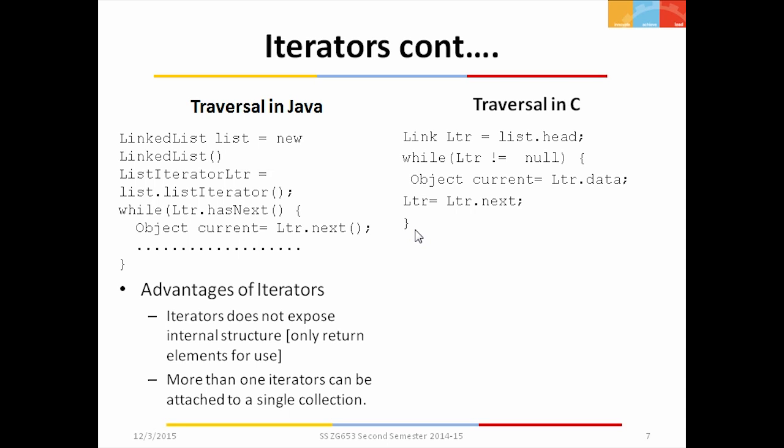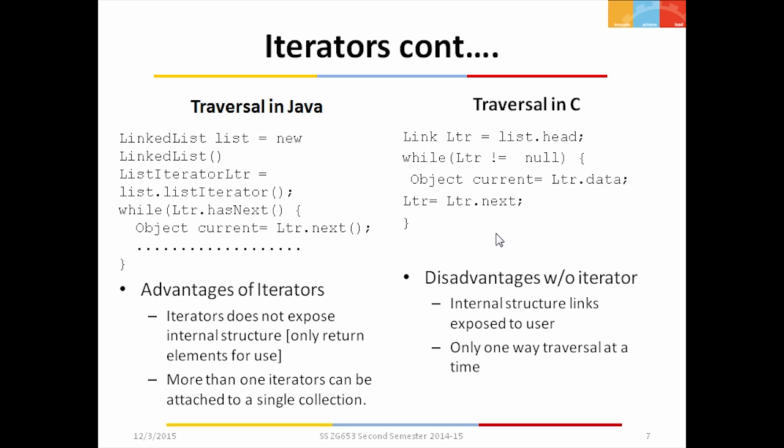However, if you are to do the same thing in C in a traditional manner, then you would say link ltr equal to list.head; ltr not equal to null. ltr is basically the pointer. Then object current is equal to ltr.data, and then you get the next element.